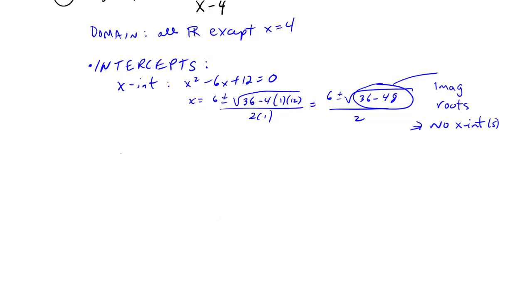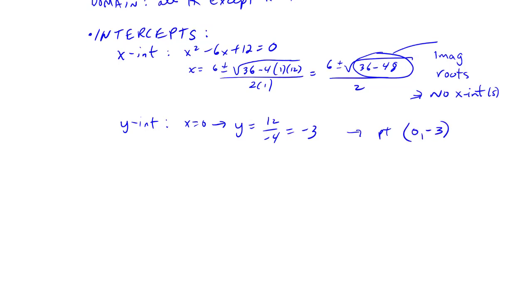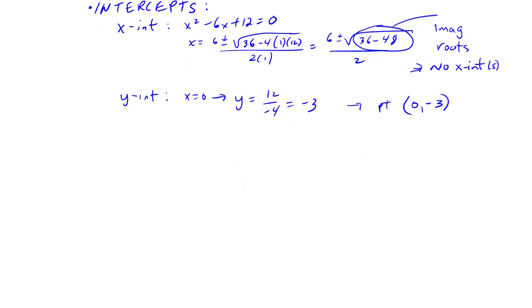Sorry, the y-intercepts now. If I set x equal to 0, that would give me y is 12 over negative 4, or negative 3, and so I have a y-intercept of negative 3. That would give me the point (0, negative 3). Alright, so now I know a point on the graph. Let's go to asymptotes.